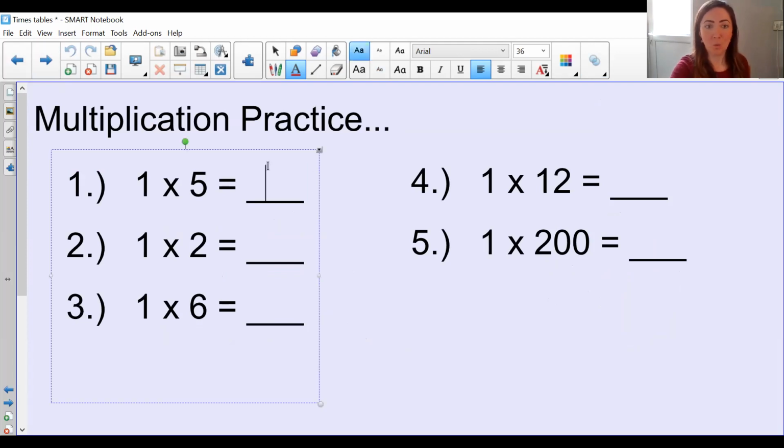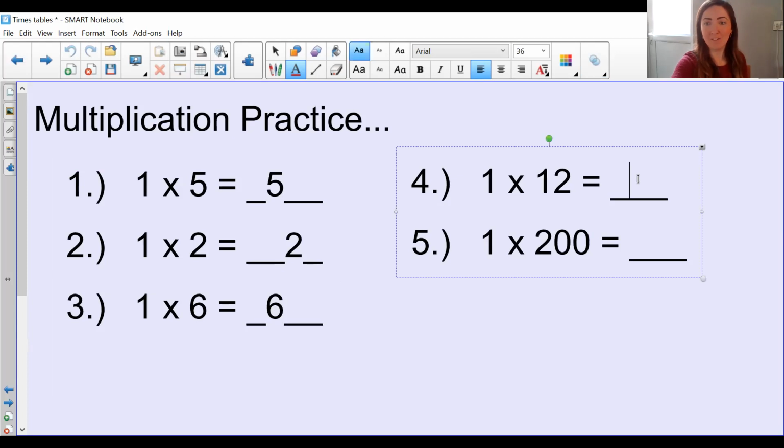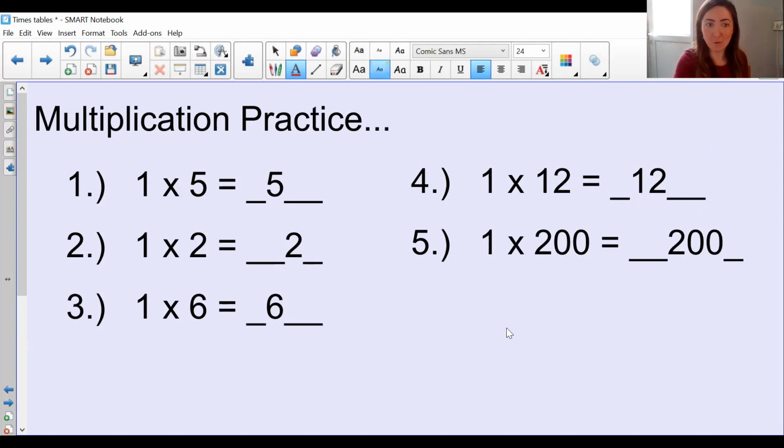Okay, so 1 times 5 equals 5. Well done. 1 times 2 equals 2. 1 times 6 equals 6. 1 times 12 equals 12. And 1 times 200 sounds like a huge number to try and multiply, but it is just 200 exactly. Well done if you got those right. If you weren't so sure, just take some more time to practice.